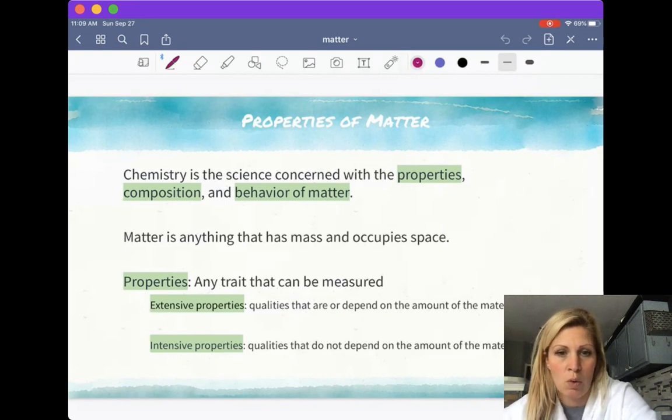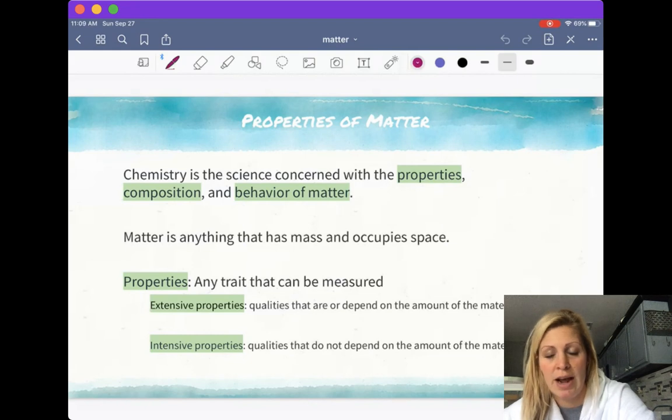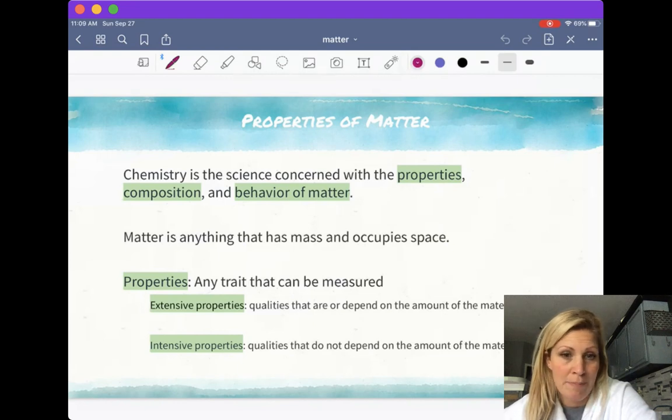Intensive properties are qualities that are not going to depend on how much of the substance we have. So for example, color. Color of a material or color of matter doesn't depend on how much of the piece of matter you're dealing with. It's always going to be the same color. Another example would be temperature. Temperature, again, is not dependent on the amount you are working with. So those are intensive properties.